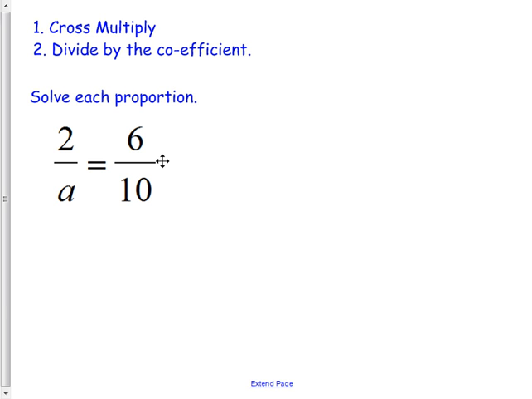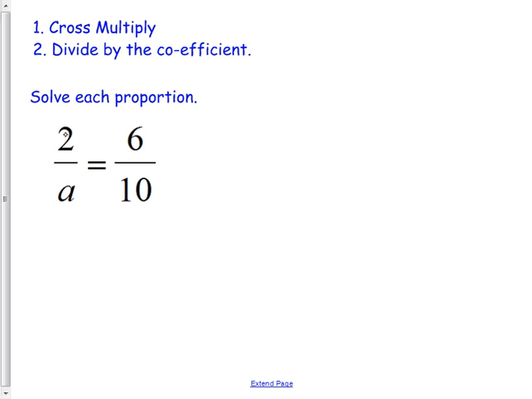In lesson 6-2, we'll be learning how to solve proportions. We've done this a little bit, but now we'll officially practice it with this lesson and worksheet. So step 1, we need to cross multiply, and step 2 is divide by the coefficient. There are possible shortcuts that you could see.